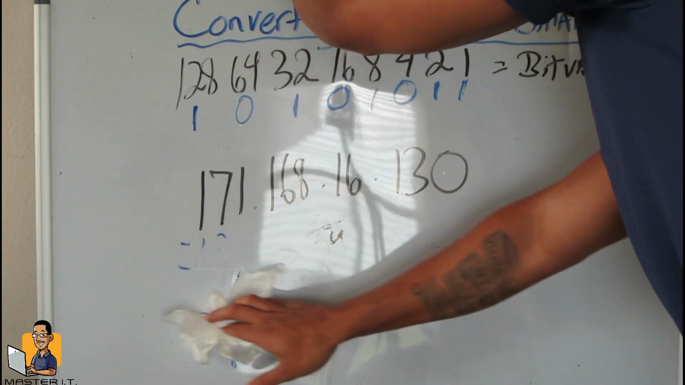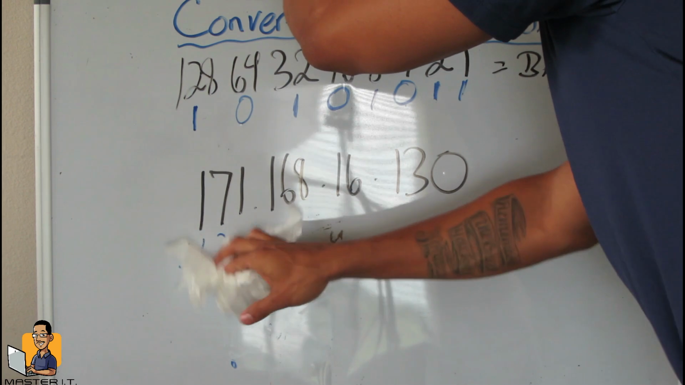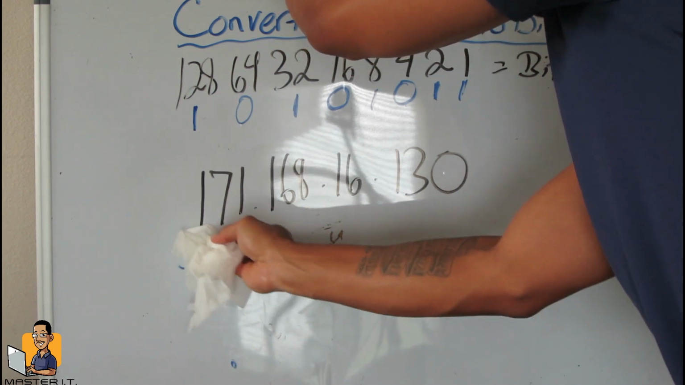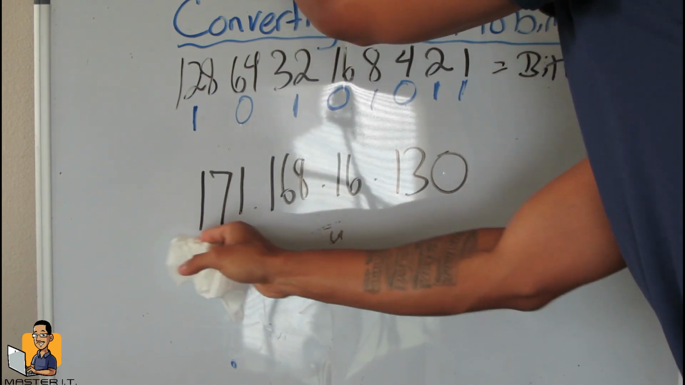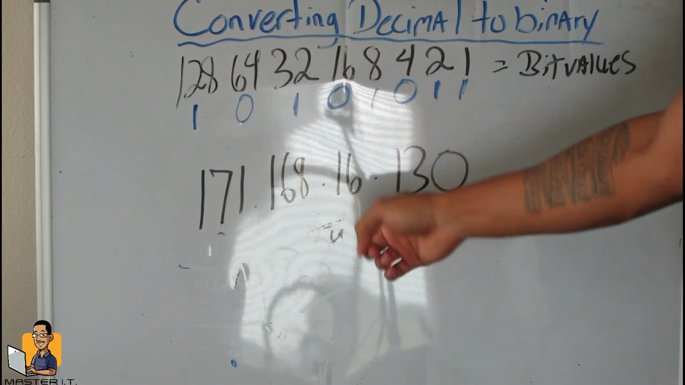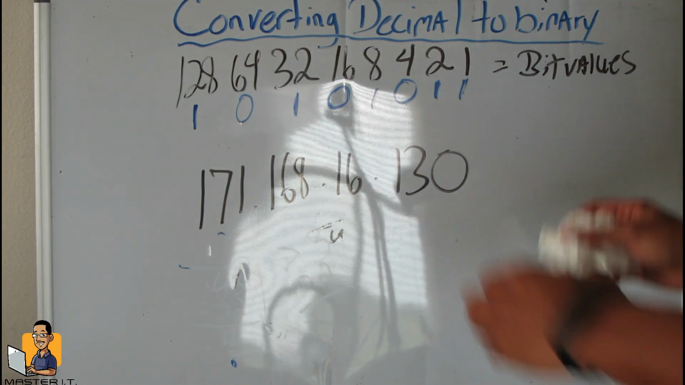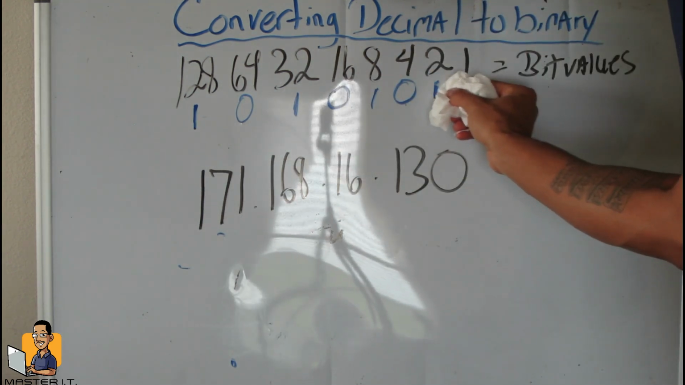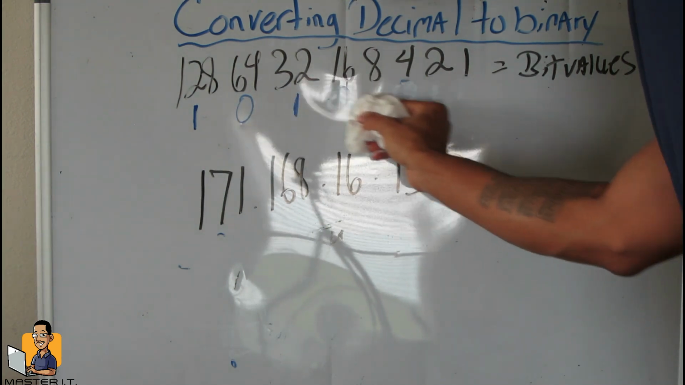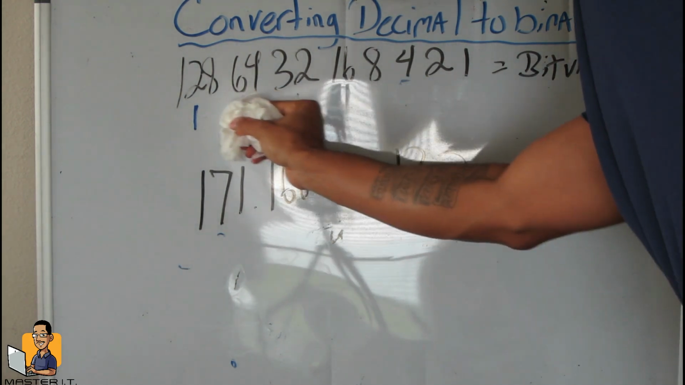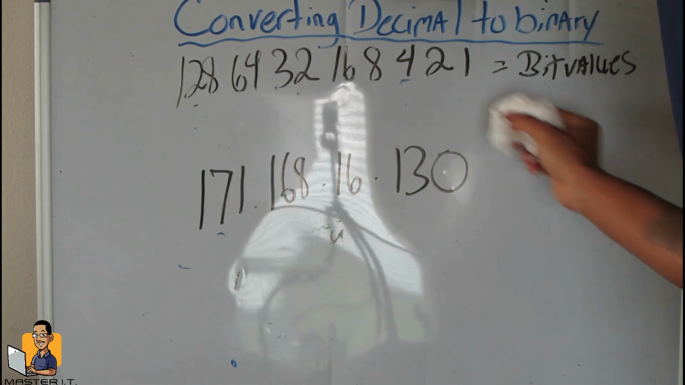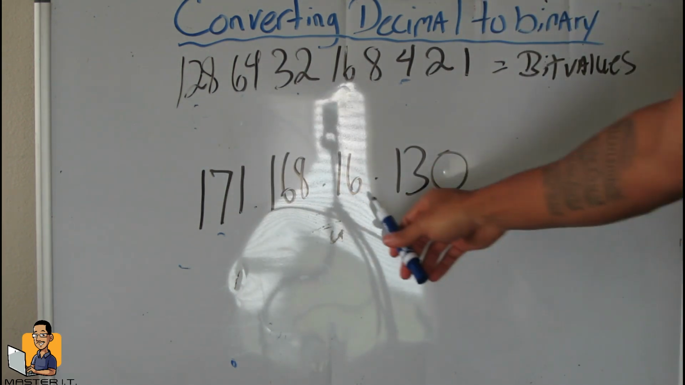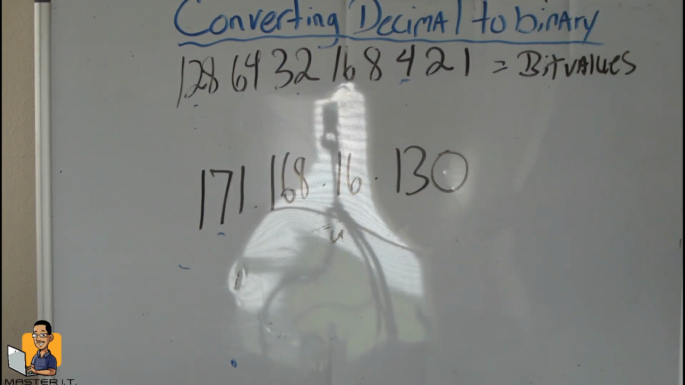So, if we were trying to convert the third octet into binary, this is the third octet, 16. Don't think too hard, gang. What would that look like? What would the third octet look like in binary?